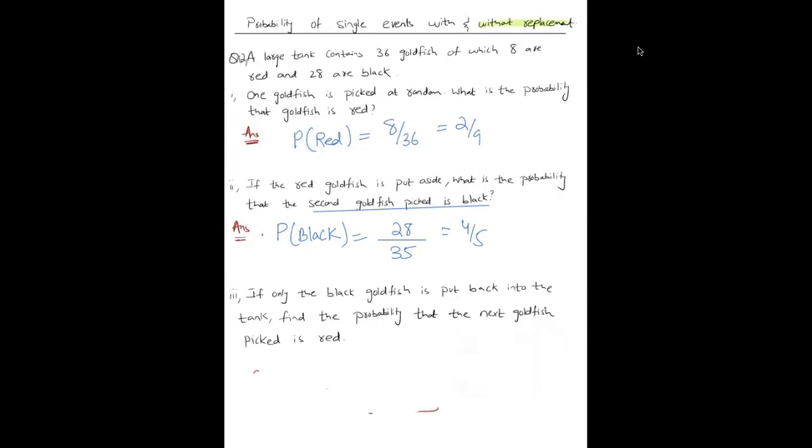Out of this 35, what is the probability that the next goldfish picked is going to be red? So out of the 35, how many red fish are there still in the tank? 7. So the probability is going to be 7 upon 35. Do you guys understand this? Yes. Okay.